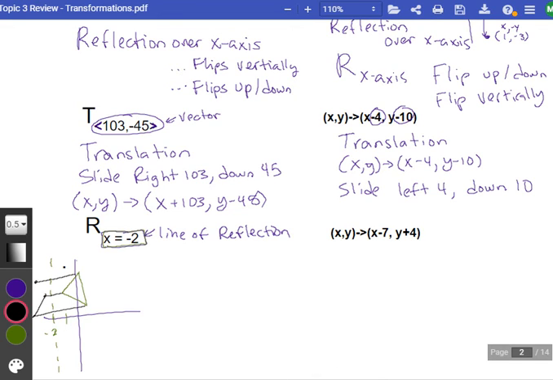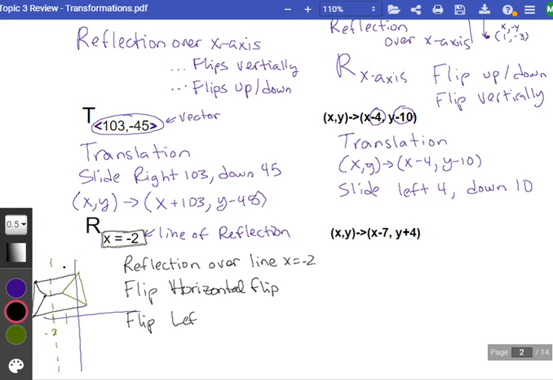Okay, and so having said that, it's going to be a reflection over the line x equals negative 2, which means it's going to flip side to side, so that's a horizontal flip. Okay, or we can say it kind of switches left and right sides. All right.